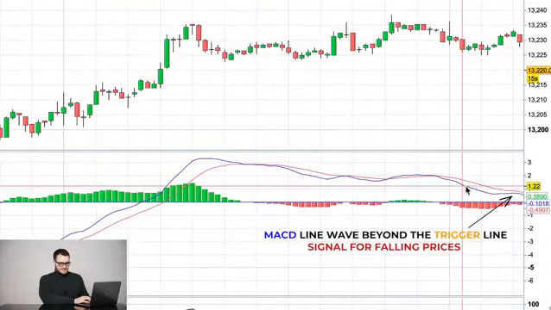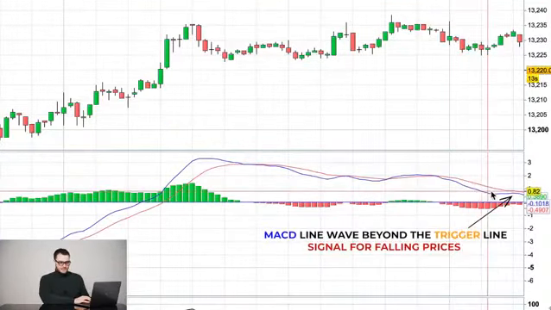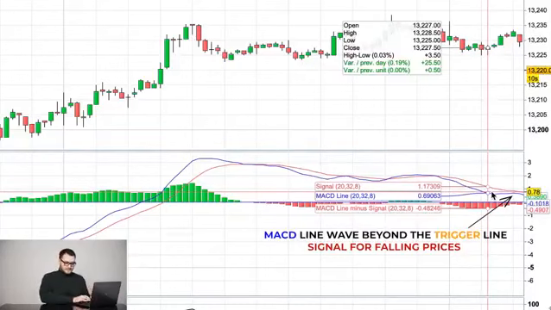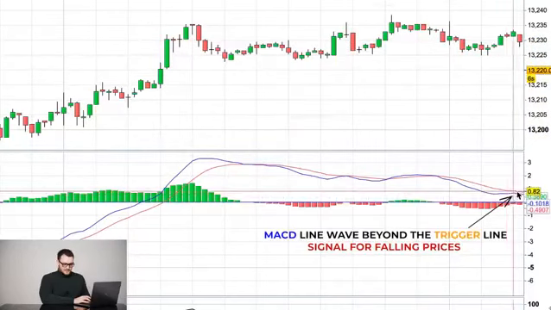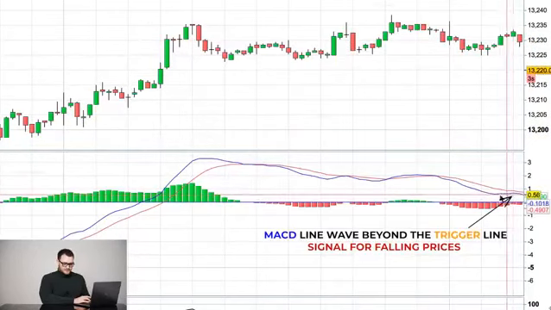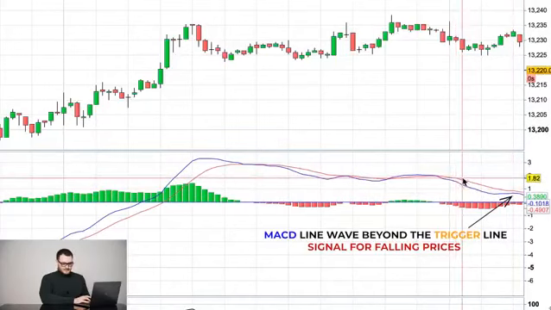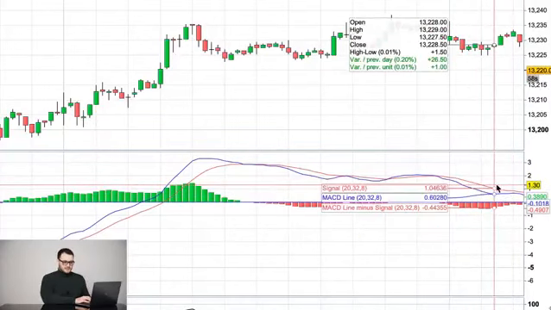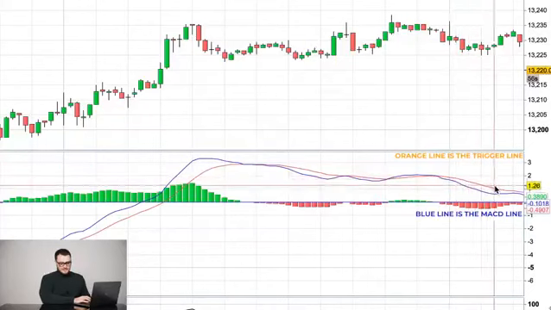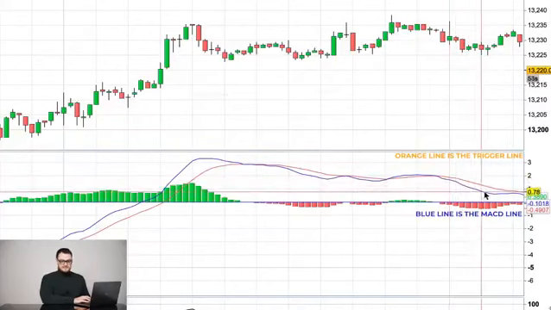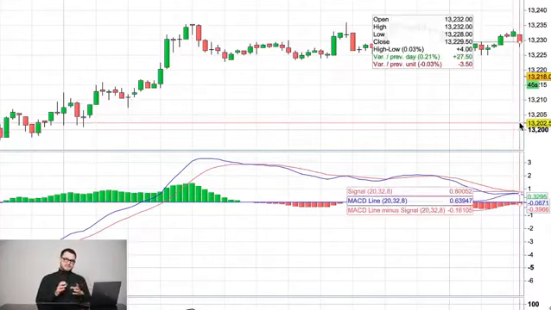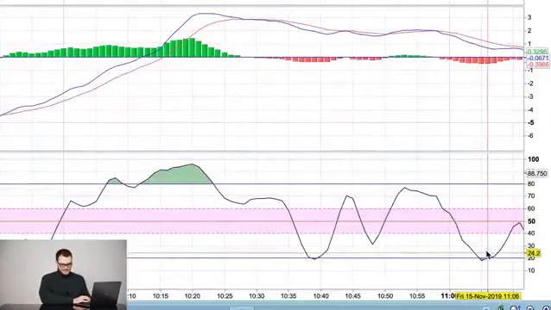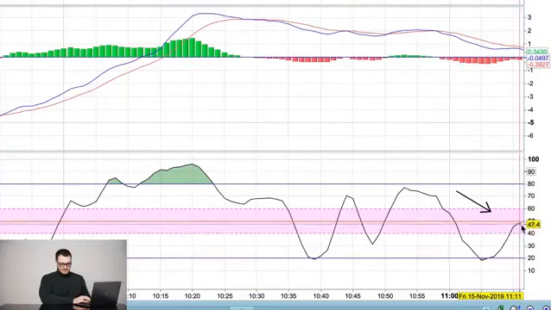And here, as you can see, we are forming the perfect shape that we are looking for. As this candle finishes, we develop the wave beyond the trigger. So once again, remember that in my indicator settings, the orange line is the trigger line, and the blue line is the MACD line. And here we can see that there is a wave beyond a trigger, and this is our signal for falling. And as you can see in the stochastic, there is finally a stair down.